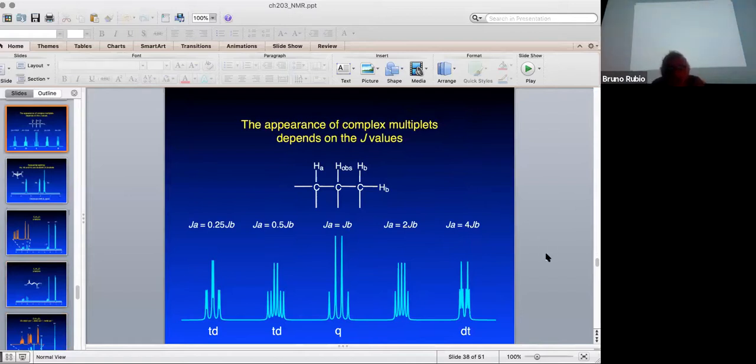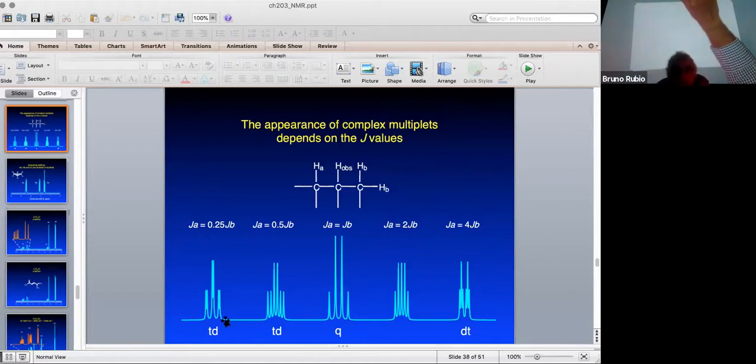Okay, so this slide here shows the H observed is split into a doublet by the HA, and it's split into a triplet by the HB. But the HA and the HB are not equivalent to each other, so that's where we need this complex splitting, the sequential application of simple splitting. But what the pattern looks like is going to depend on the size of the coupling constants.